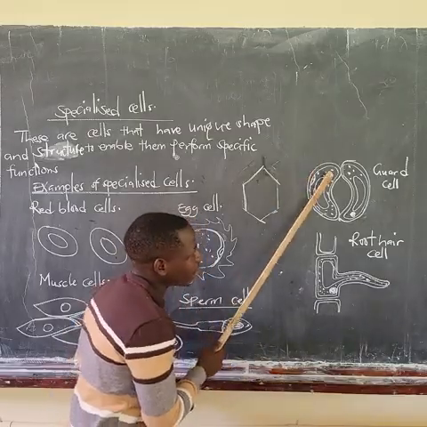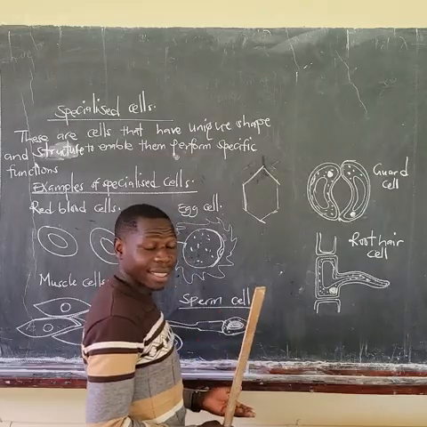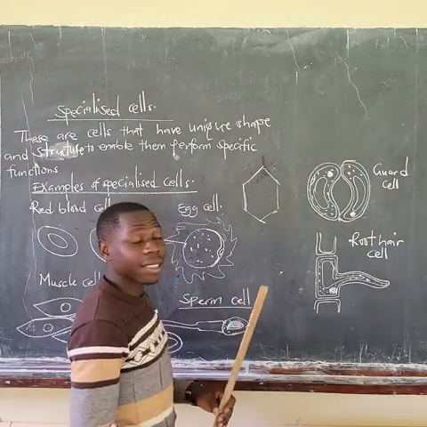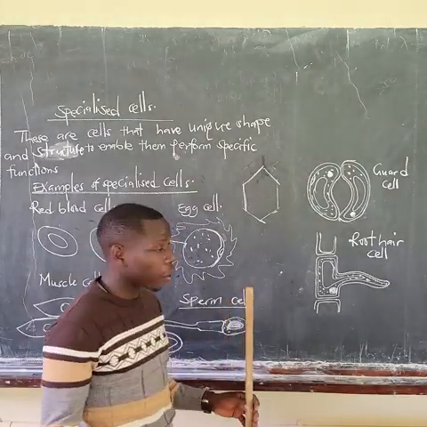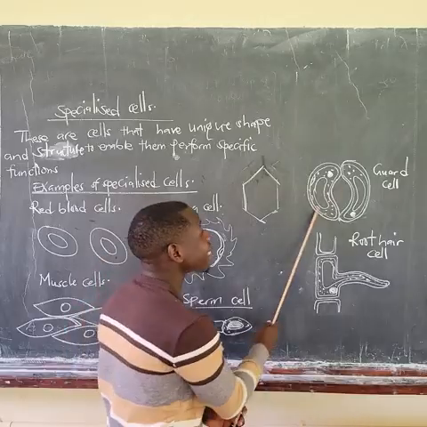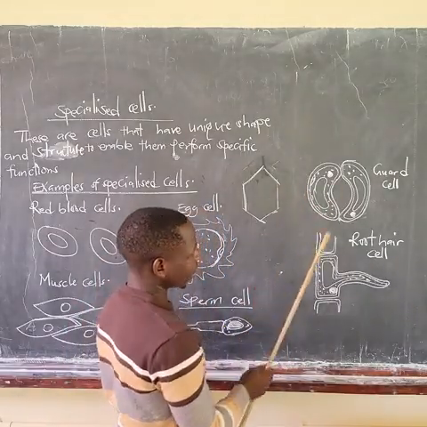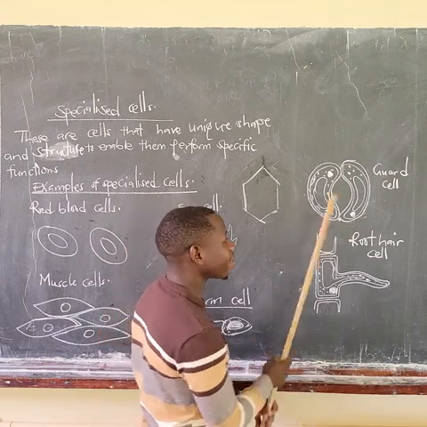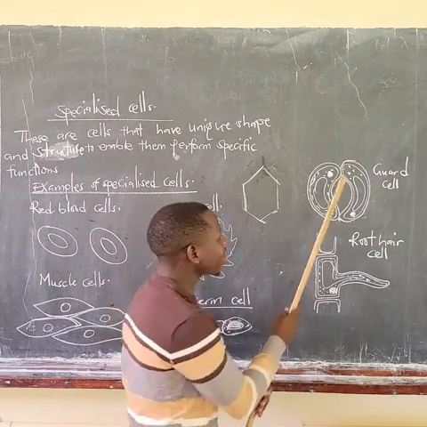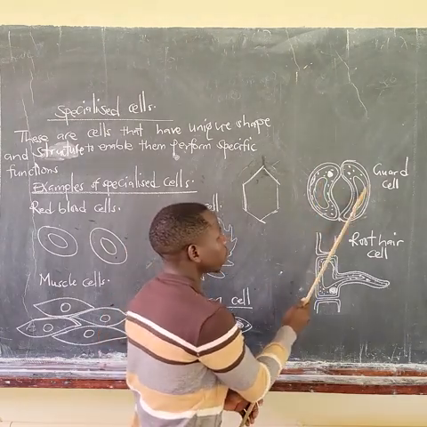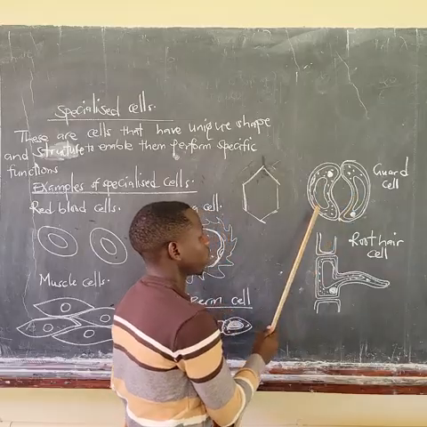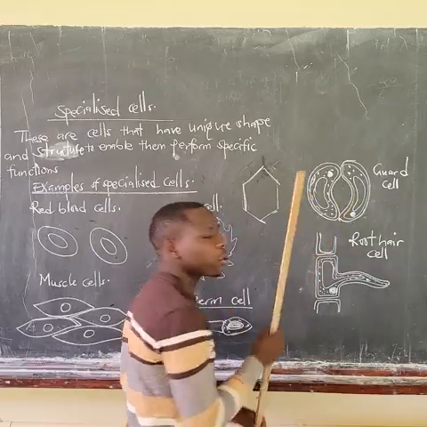Look at the structure of a guard cell. It does not have sides. You cannot say it is a polygon. The cells are crescent shaped. They are crescent shaped as you look at them. Why are they like this? The cells are crescent shaped and they are two joined together.